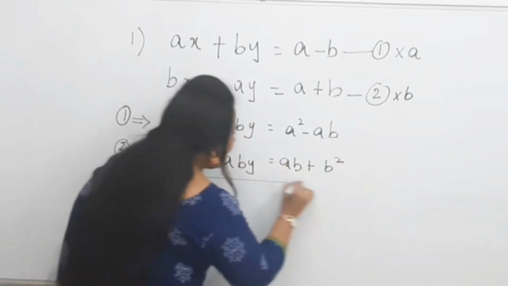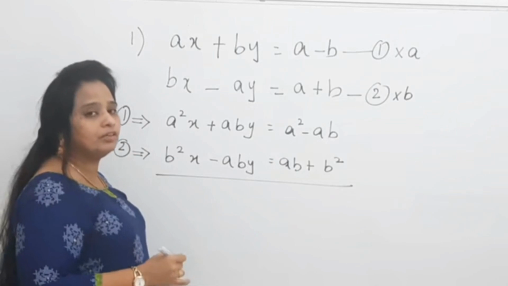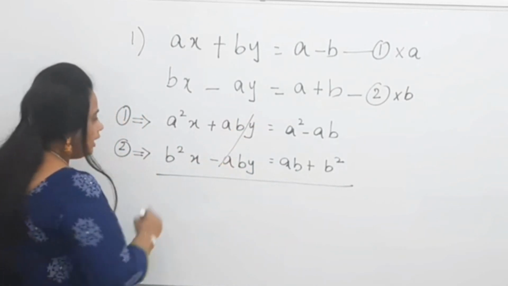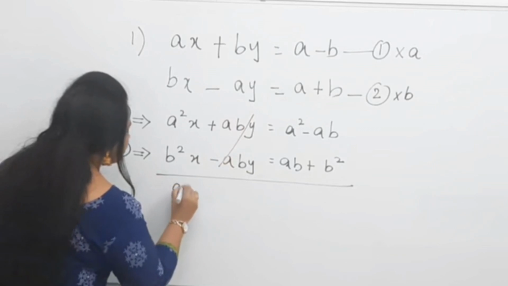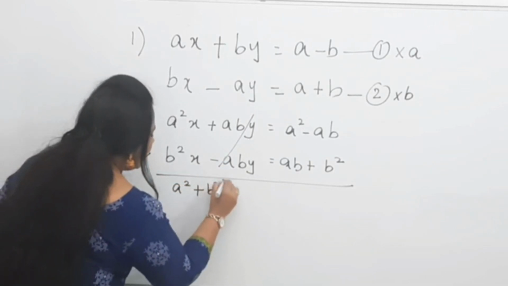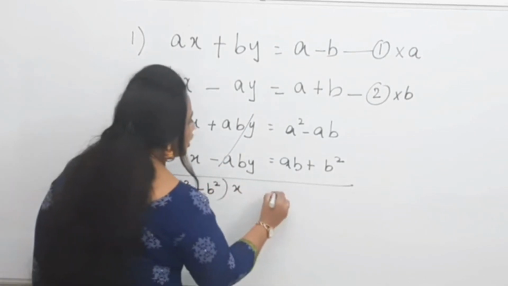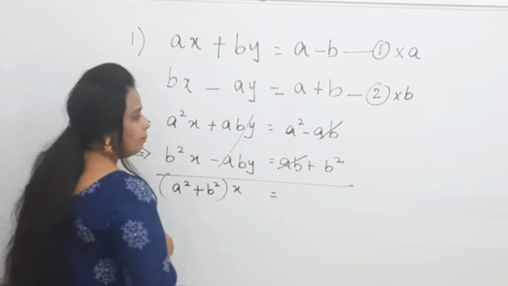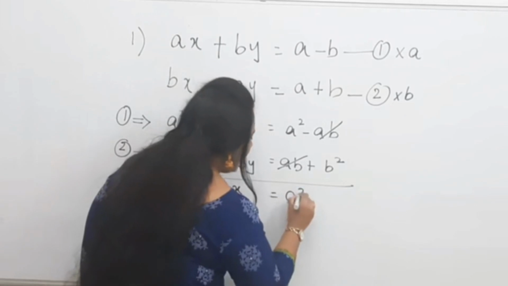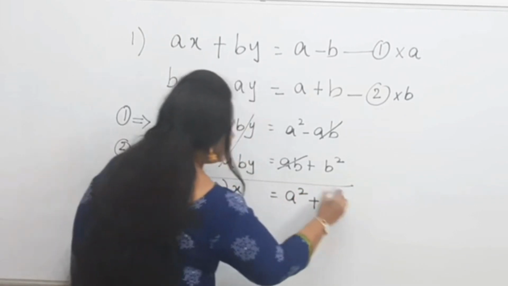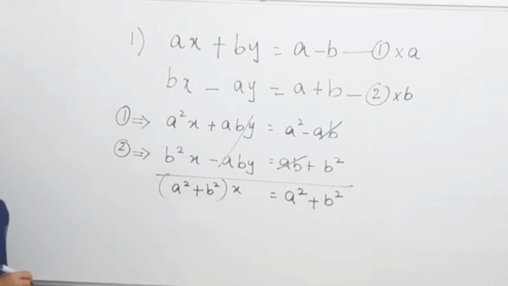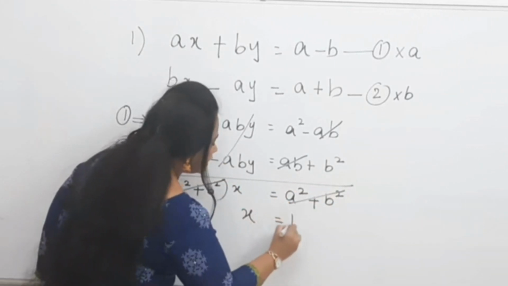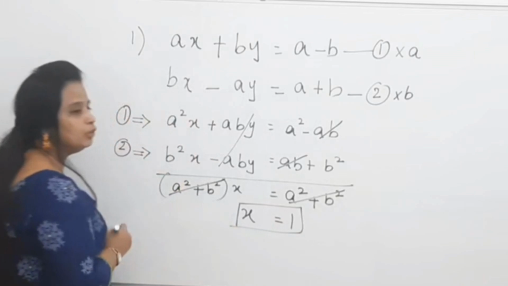Now I'm going to add, this is the elimination method we are following. So I add, and the y terms get cancelled. Now I'm left with a square plus b square. I take out the common term x, which is equal to, ab plus ab minus ab gets cancelled, and I get a square plus b square. Now you can see here, this gets cancelled. That means x is equal to 1 is my value.